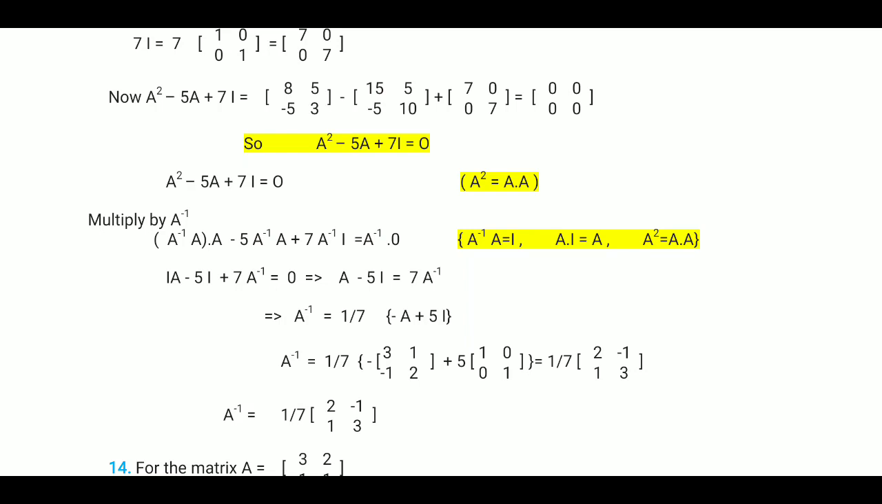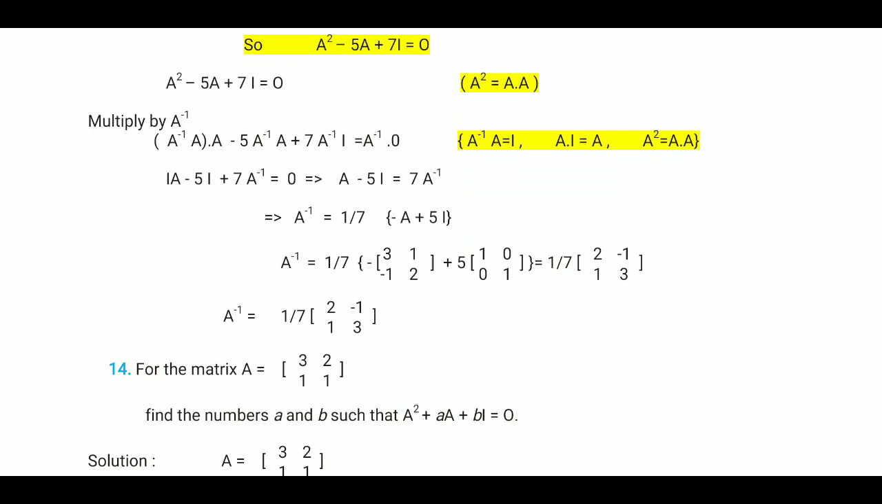So A inverse is equal to 1 by 7 into minus A, put the value of matrix A, plus 5 into the identity matrix. So we get 1 by 7, 2, minus 1, 1, 3. Thus we see that A inverse is equal to 1 by 7, 2, minus 1, 1, 3. Every element will be multiplied by 1 by 7. So we get the result.